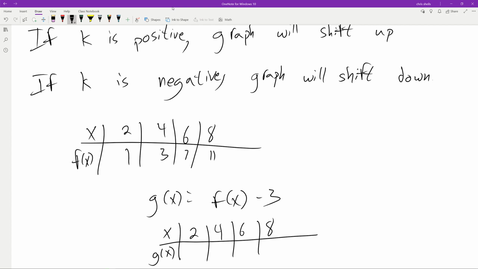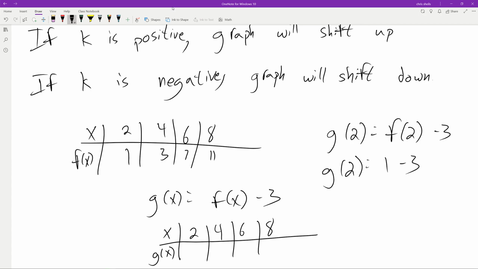However, in this case, if I want g of 2, for instance, this is going to be f of 2 minus 3. So that means that g of 2 is going to be f of 2, which is 1, minus 3, which is negative 2.